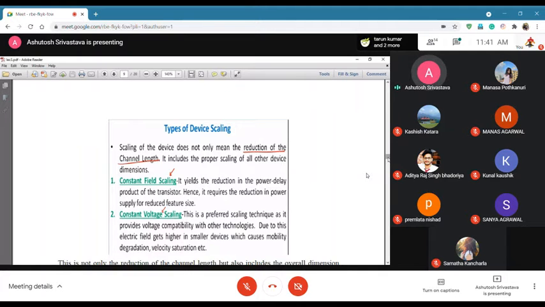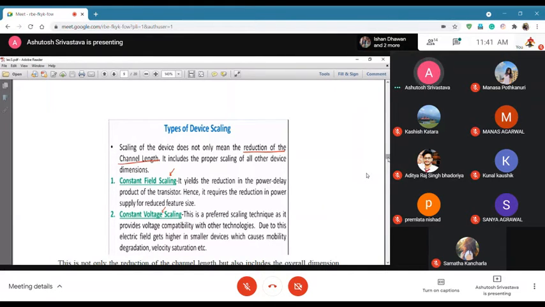So one of the approaches was the constant field scaling. The other approach was to have constant voltage scaling. This is a preferred scaling technique as it provides voltage compatibility with the other technologies. So nowadays you are having a mixed bag of both the constant field and constant voltage scaling.